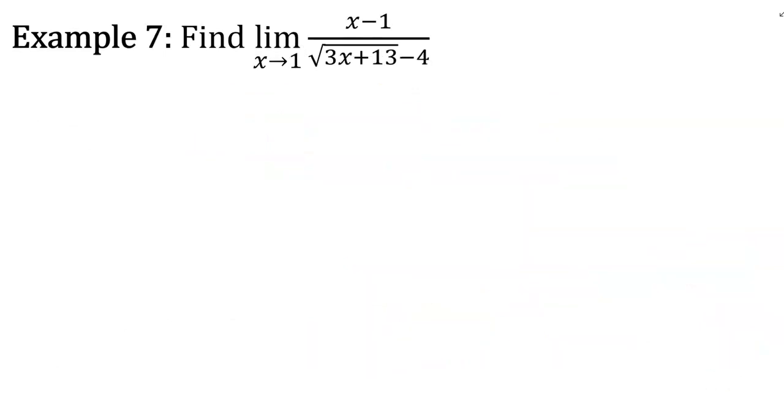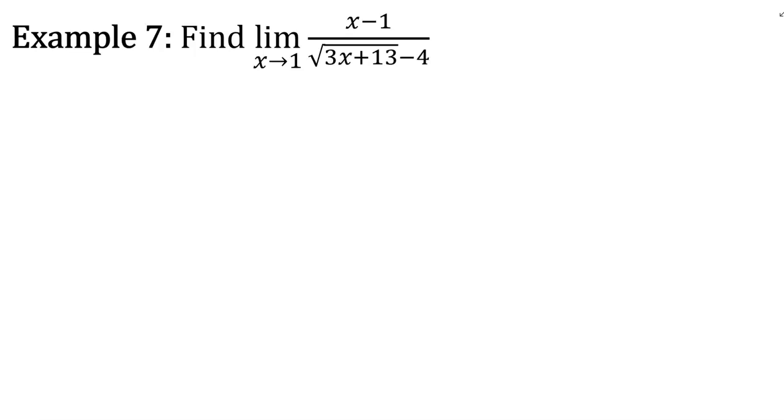Okay, let's have one more. So we have the limit as x approaches 1 of a rational function with a radical in our denominator. So as x approaches 1, our numerator just turned into 0, which is not too bad. We can divide 0 by a number, and we'll just get 0. So our denominator here, 3 times 1 is 3. 3 plus 13 is 16. Square root of 16 is 4. 4 minus 4 is 0. So we get 0 over 0, and we have a problem.